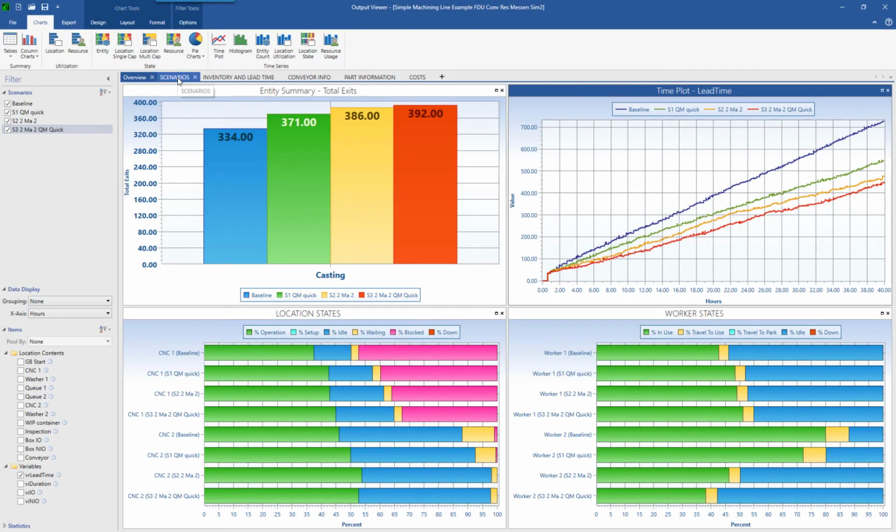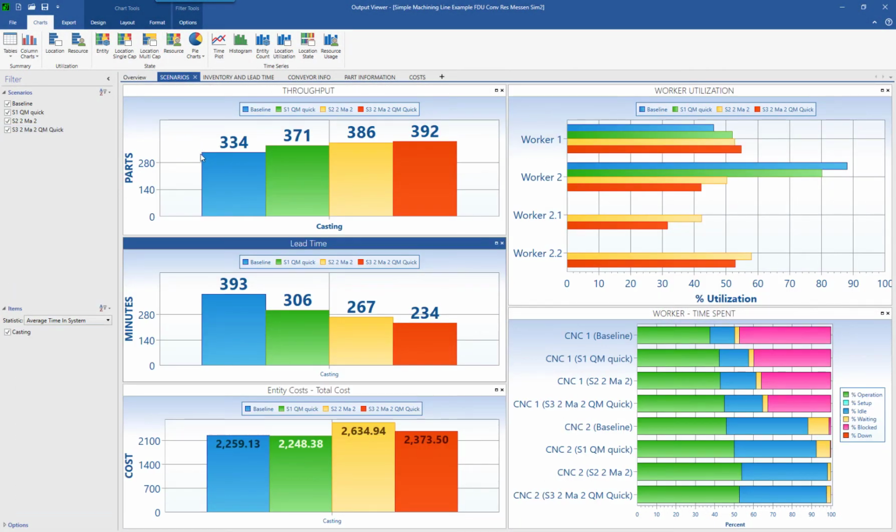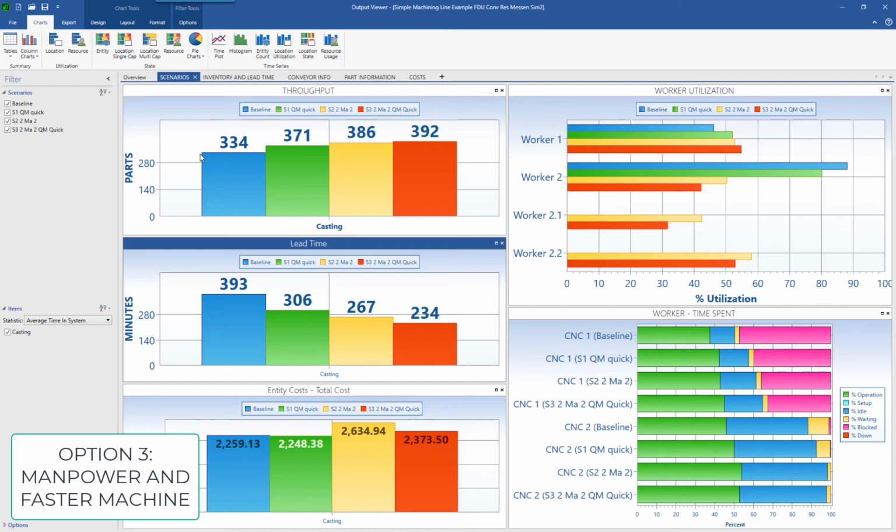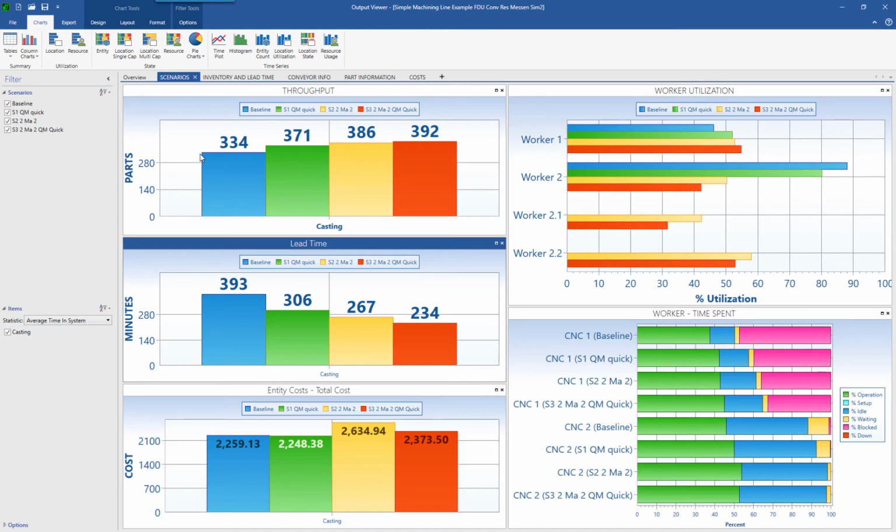Our final option is to try both, a faster machine and another worker. We can see that overall output is at 392 parts versus the 334 we started with, but is only a small gain over just adding another person. We can see also that the second worker is only utilized at 42%. The worker cost is substantially higher than baseline, but the same as just adding an additional worker.